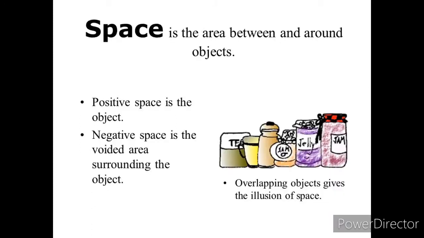Space is the area between and around objects. Positive space is the object. Negative space is the voided area surrounding the object. Overlapping objects gives the illusion of space.